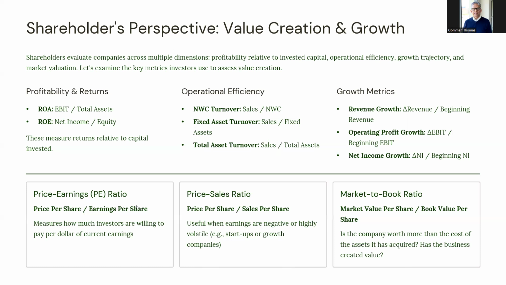If it's a company that is not making profits or earnings, then they might look at ratios such as the price to sales ratio, another way to see how much the market is willing to pay for each dollar of sales activity generated by the company. And then finally, they might look at how much the market values the company relative to the book value of assets reported on the balance sheet. All of these are indications to shareholders about the market's assessment of the company's future potential and the expectations that the market has for the company.